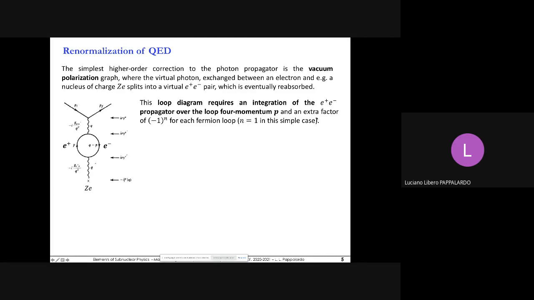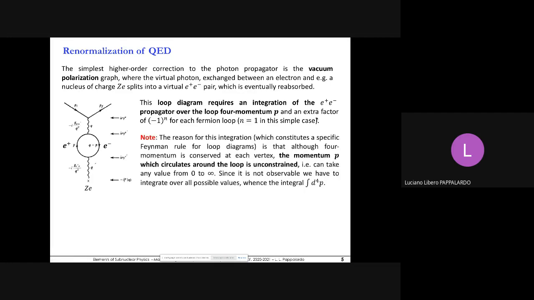Why do we need to integrate over the momentum? The reason is the following. Although, of course, four-momentum is conserved at each vertex, the momentum p, which circulates around the loop, is completely unconstrained, because it is all virtual here. In principle, it can take any value from 0 to infinity. And since it is not observable, because it is virtual, we have to integrate over all possible values of this four-momentum. So we need to integrate our four-momentum from 0 to infinity, the four-momentum that is circulating here.